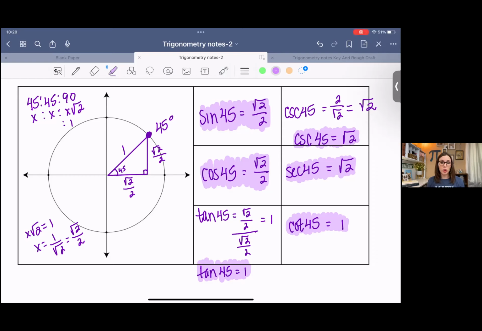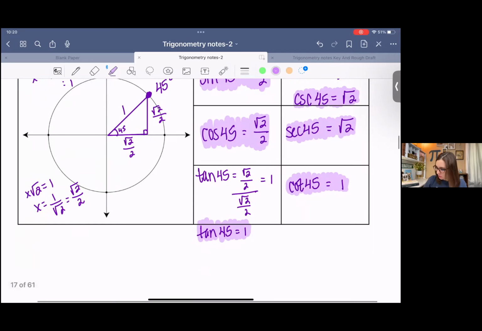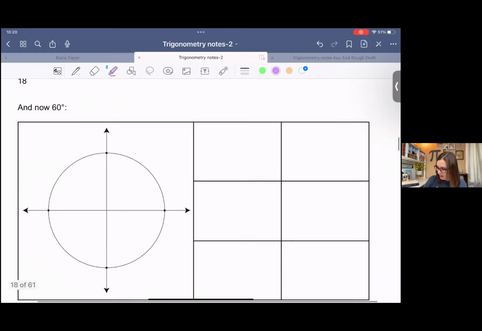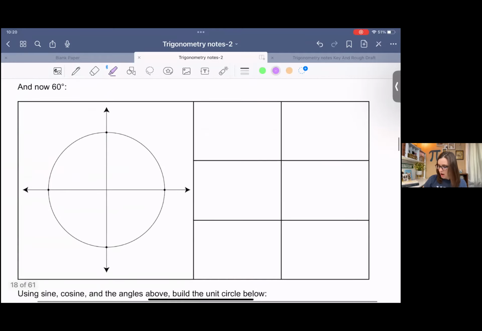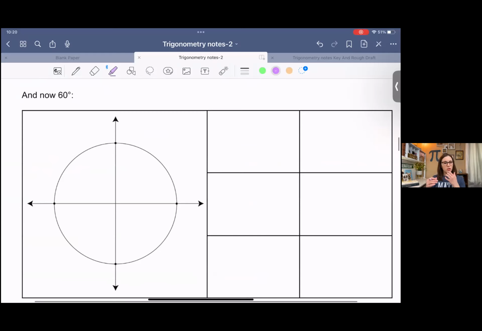And again, these are important. You're going to see them again. So keep these handy or in mind as you continue. And then the last one we're going to do is 60 degrees. Yay! And after we do 60 degrees, we'll build out our circle. So 60 degrees is going to be more up here. I'm going to drop that segment to form the right angle.